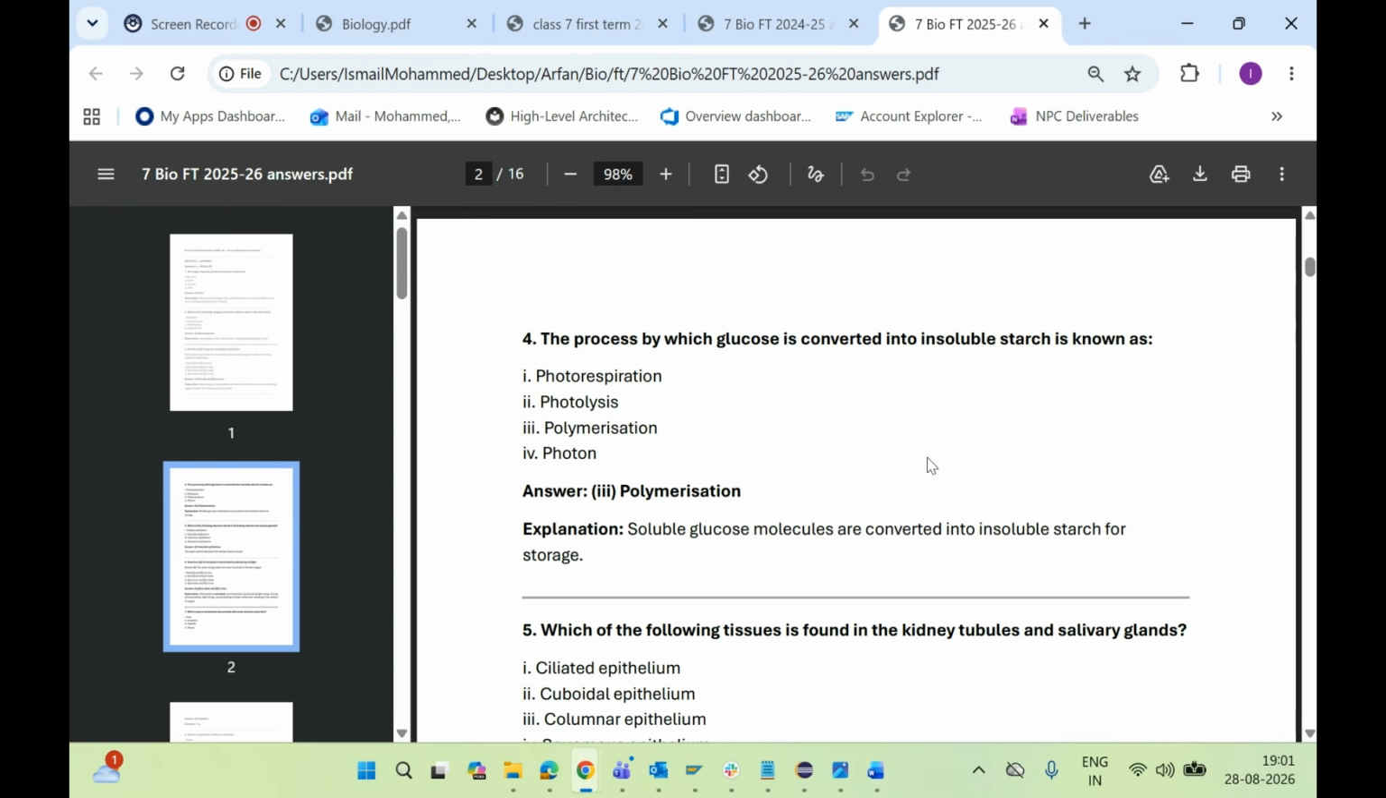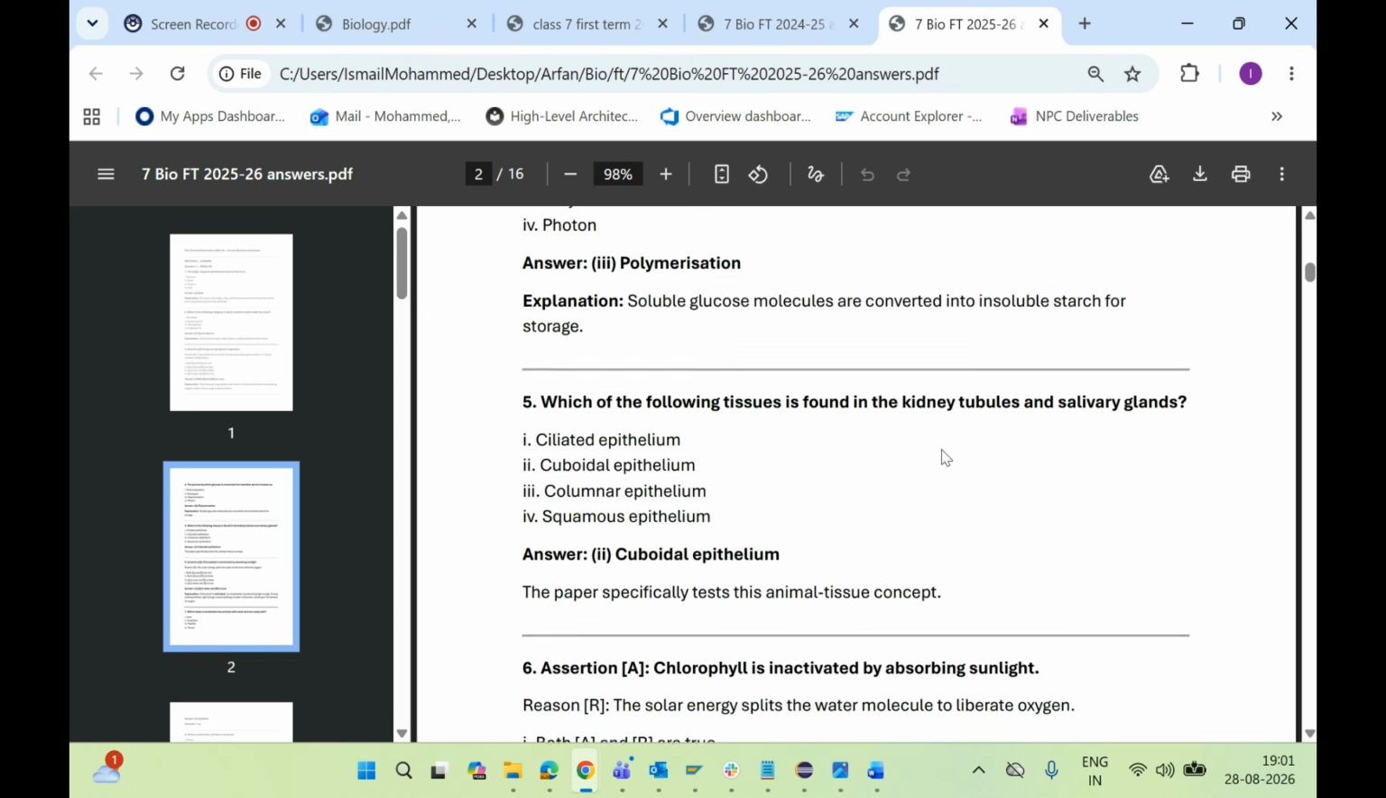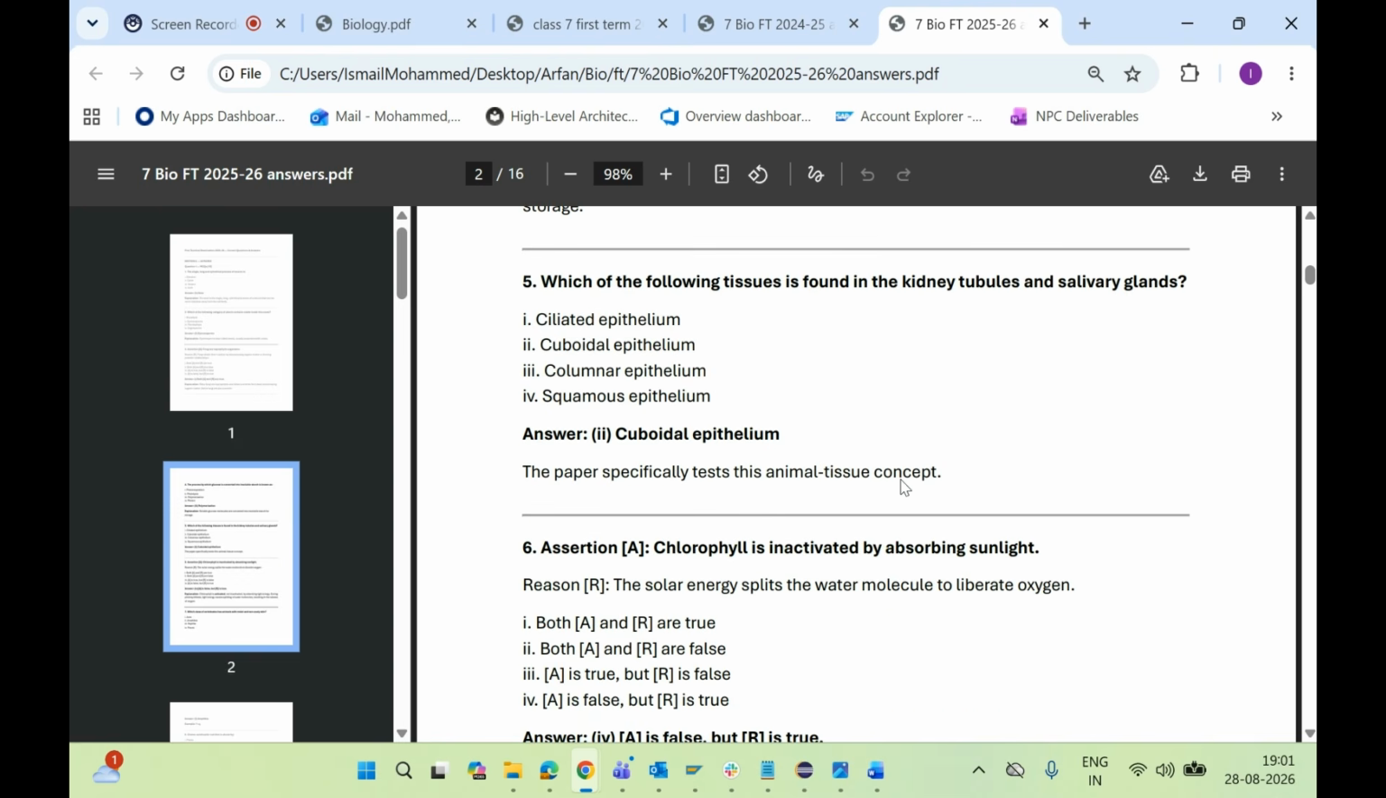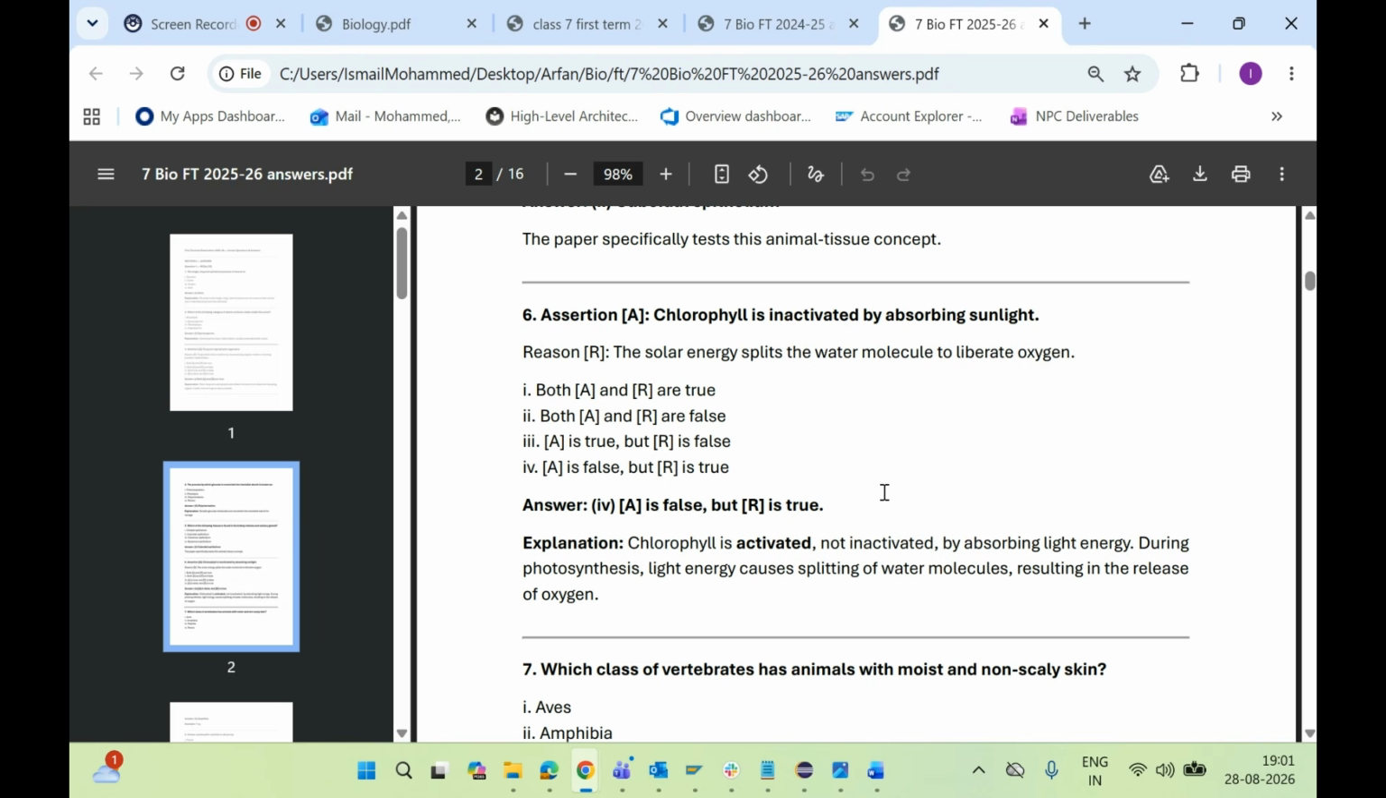Both are true. The process by which glucose is converted into starch is known as polymerization. Again, this is very important, so definitely it will come. Next one. Which of the following tissues is found in the kidney tubules and salivary glands? That is the cuboidal epithelium. So you have different kinds of epithelium: cuboidal, columnar, squamous, ciliated. Those found in kidney tubules and salivary glands are cuboidal epithelium.